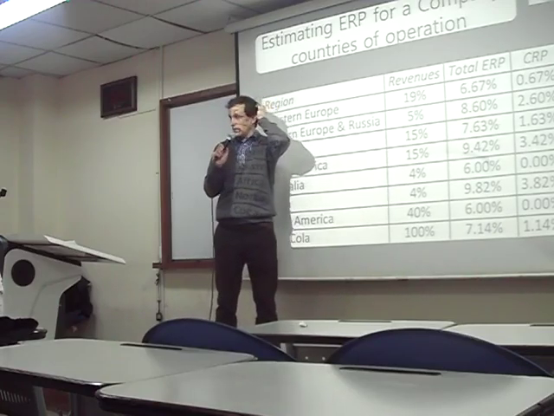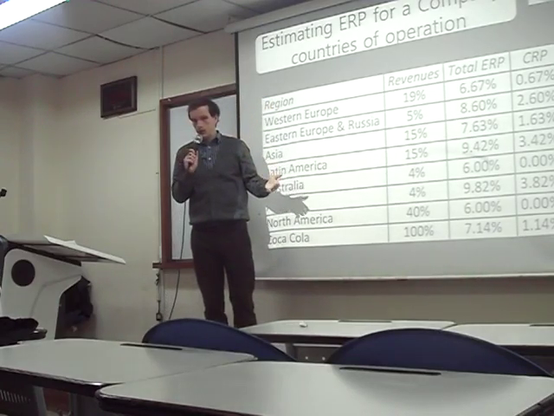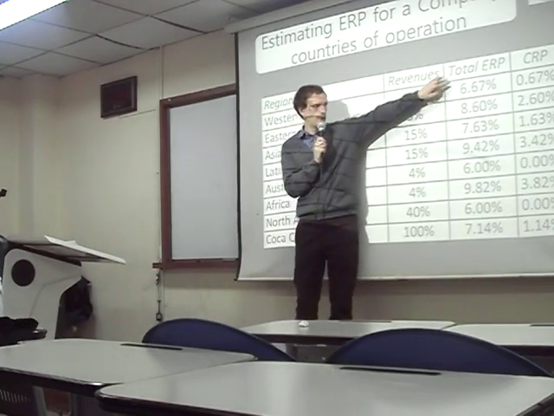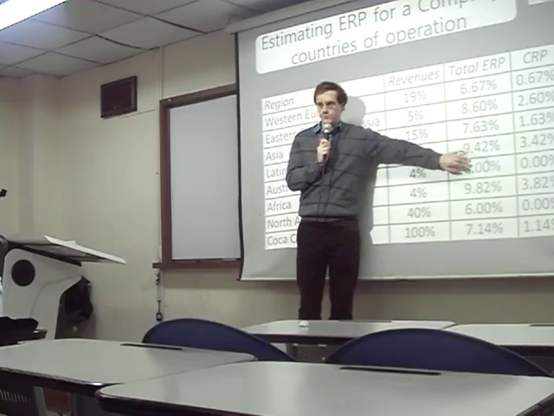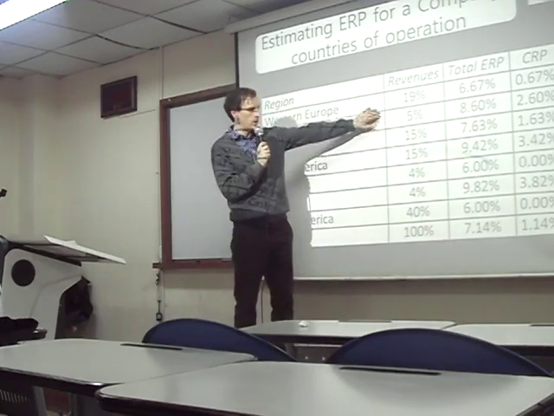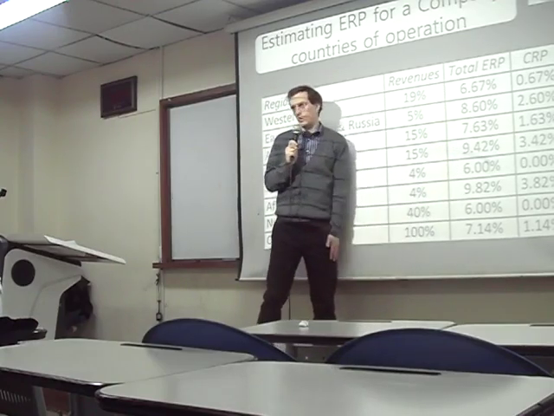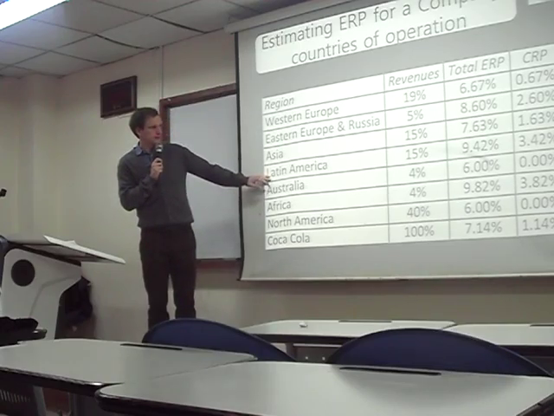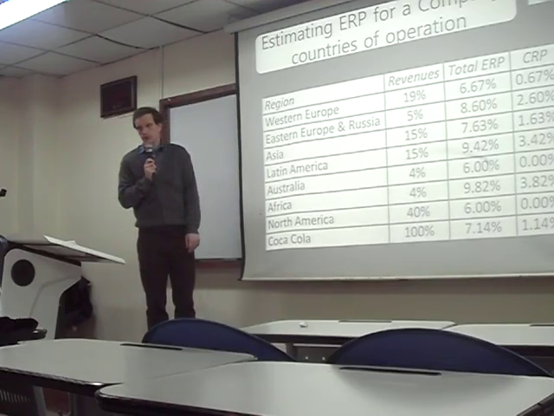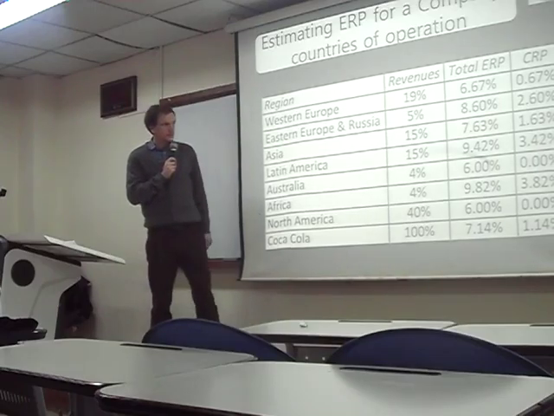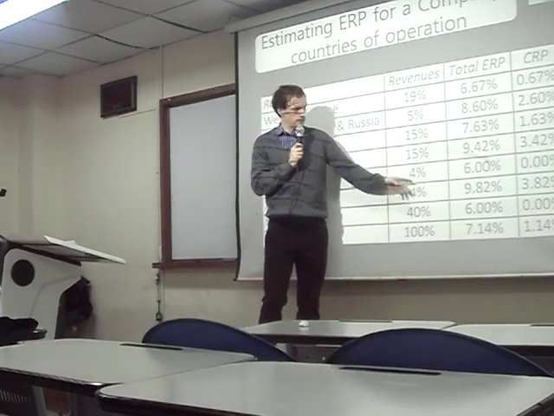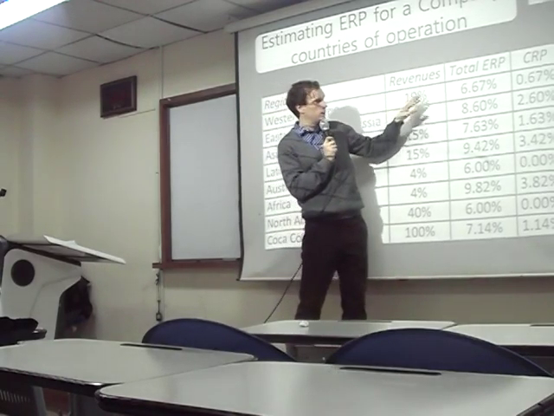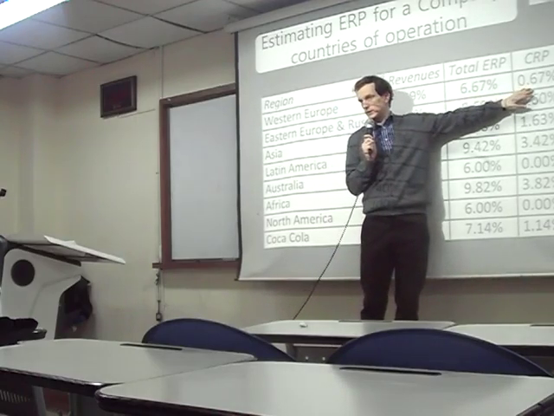Okay, you need to pay attention. You're going to be doing this on your second assignment. If you don't listen now, you're going to find it hard to do your second assignment, okay? So, we get the revenue of each country. We find this information on Google. Google Coca-Cola revenues breakdown by country, or I'll give you directions about some financial statement you can find it in. Okay? Make a table like this. Where do they get their revenue? Then write down the ERP for the country. Okay? How risky is the country where they get the revenue? Which is the riskiest country for Coca-Cola?